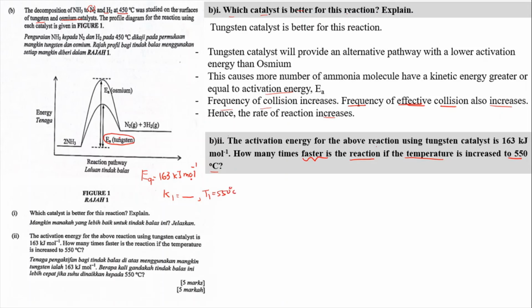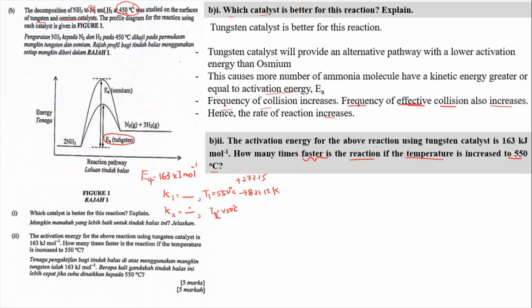So in order to use the Arrhenius equation, we need to convert the temperature into Kelvin. So we need to add 273.15, and then 550 plus 273, we're going to get 823.15. Okay, if the temperature is at 450, which is the original temperature here, our K2 here is also unknown.